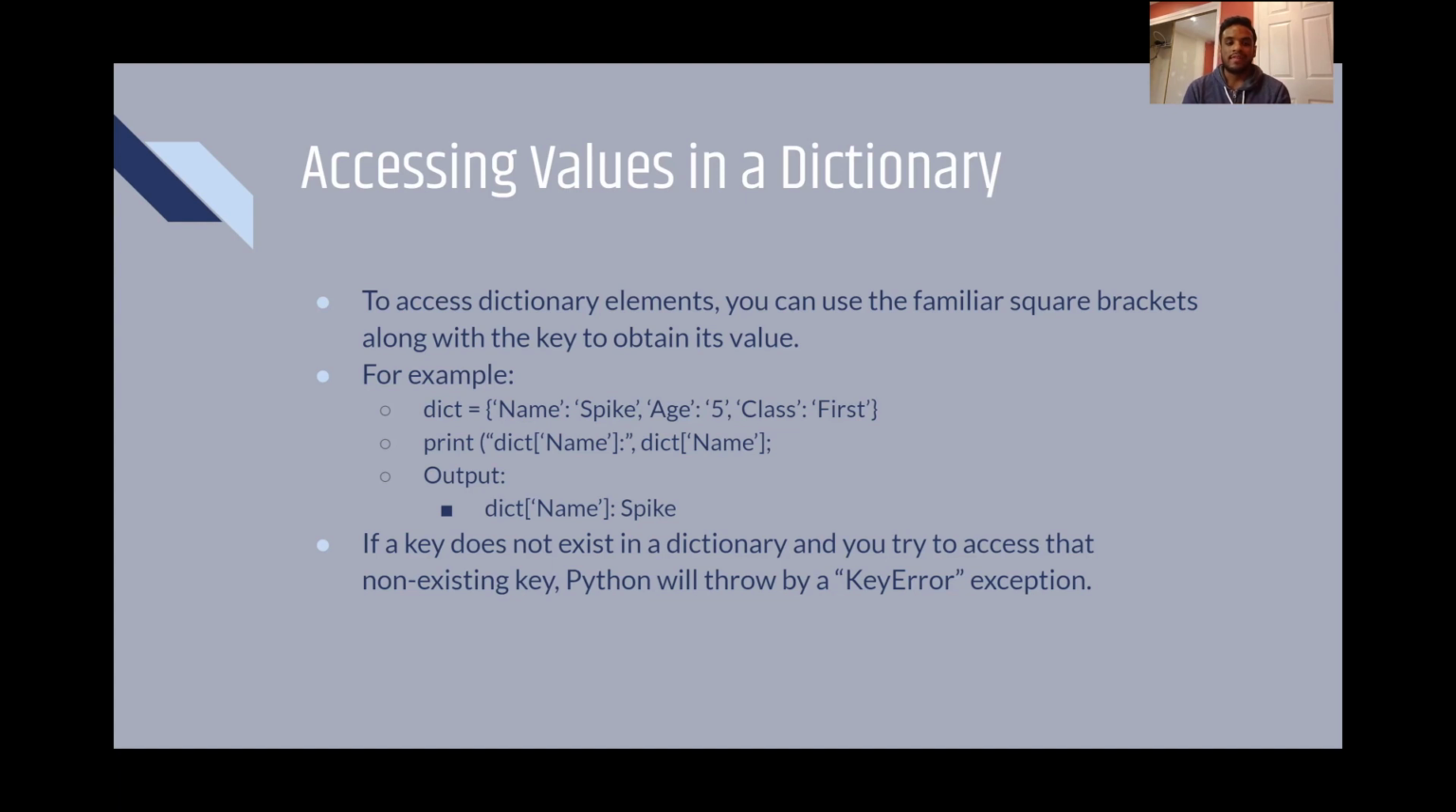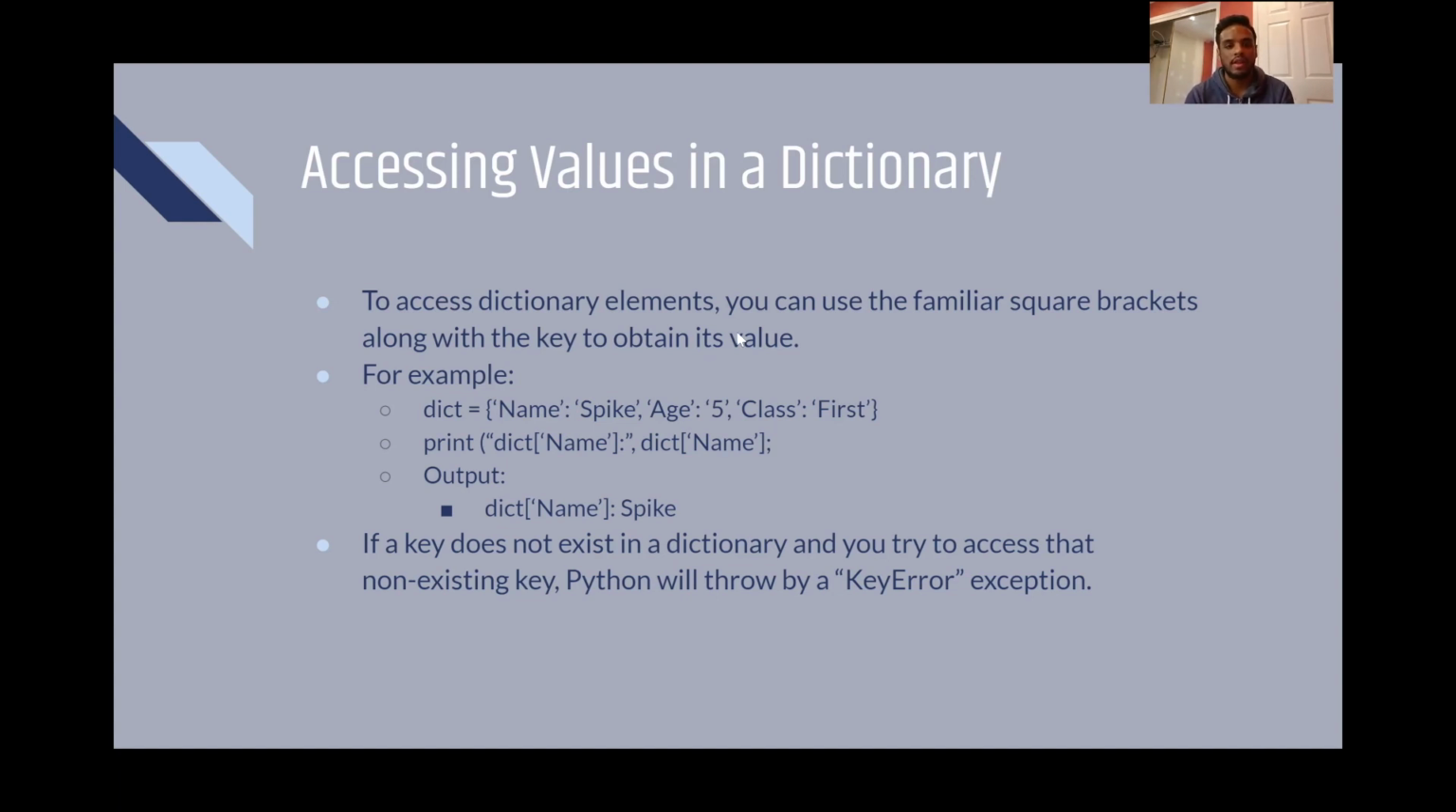Another important thing, and this is back to what I was talking about at the beginning, something that we cover in lesson 10 in exceptions: if a key does not exist in a dictionary and you try to access that non-existing key, Python will throw back a key error exception, which means the key does not exist in the dictionary.